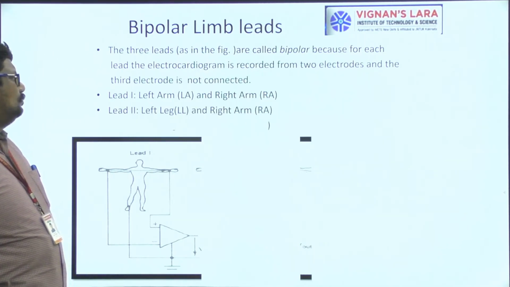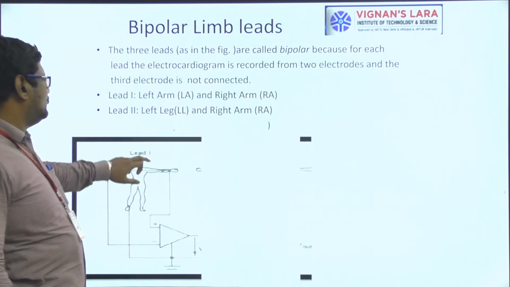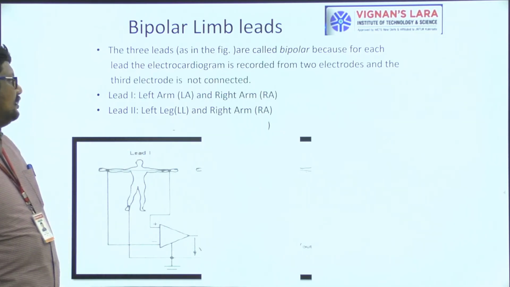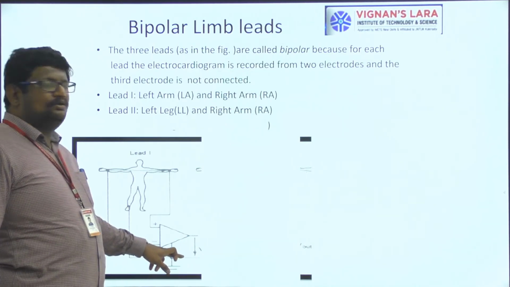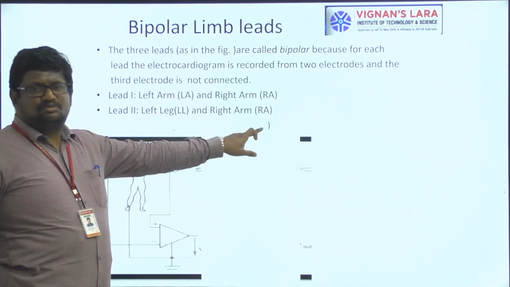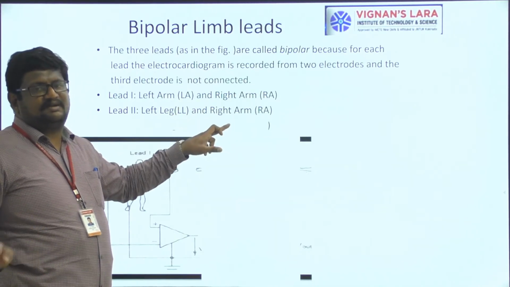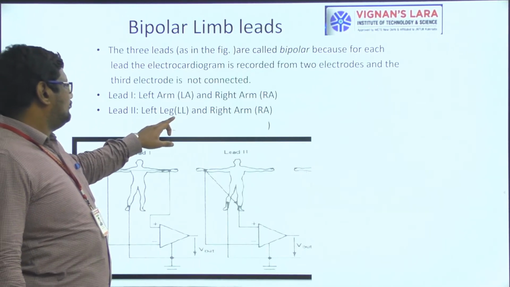What about lead 2? Lead 2 means left leg and right arm. As I already told, in the next configuration also, the right leg will be connected to ground, and apart from these two, one of the other limbs will be left free. So like that you can understand and draw the diagram. Okay, in this case, left leg and right arm.